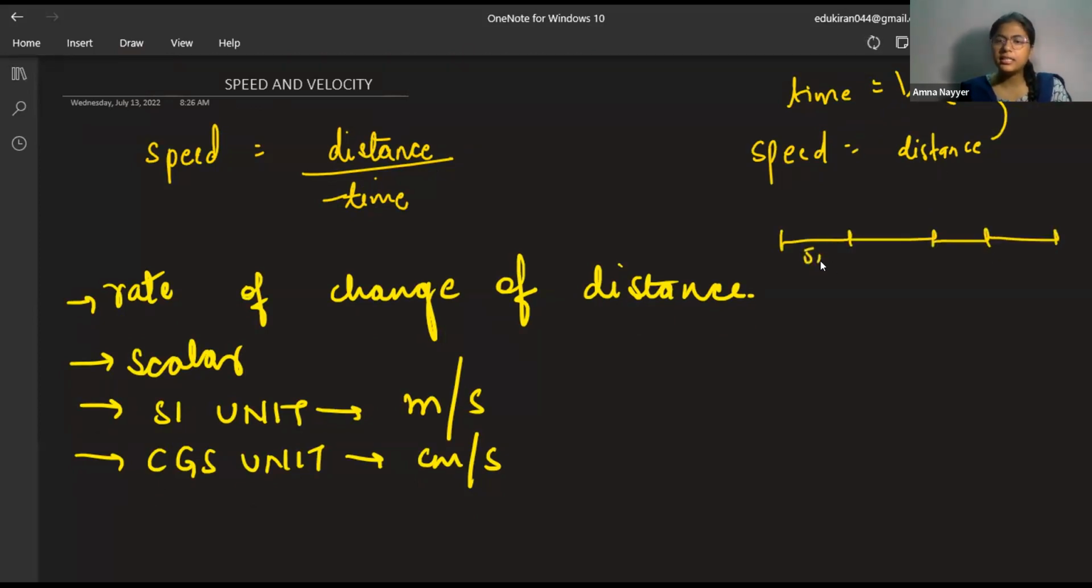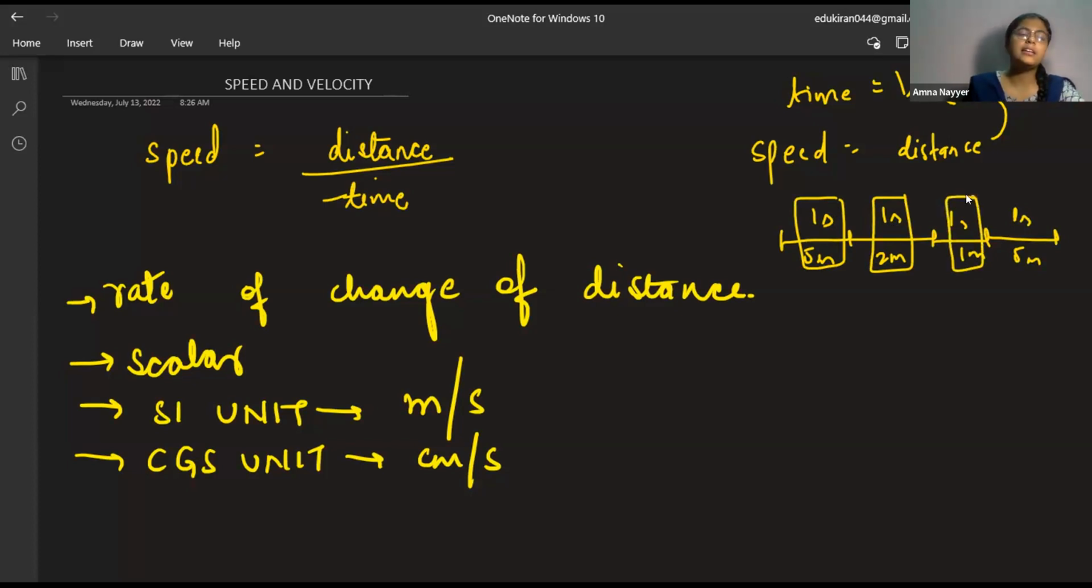let's say initially this is 5 meters, then 2 meters is covered, then 1 meter is covered, then again 5 meters is covered. Here, let's say the time is 1 second only. So 5 by 1 second will give me its speed. 2 by 1, distance to time 1, so 2 by 1 gives me speed. Like this, we have the speeds. So it's a scalar quantity, the rate of change of distance, we say.